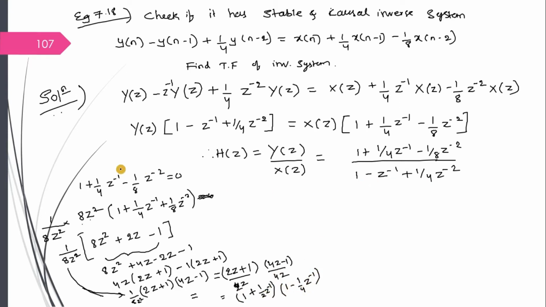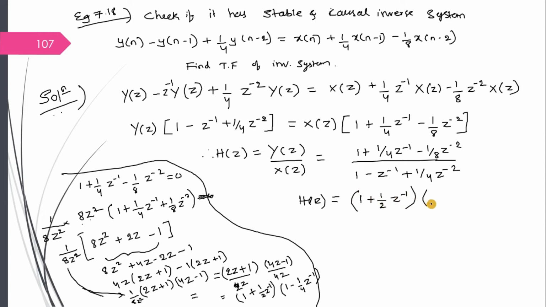Similarly, you can do the denominator. So this is just how you should do it. You can even have other ways of doing it. So hence I get the numerator as 1 plus 1 by 2 z inverse, and the next factor is 1 minus 1 by 4 z inverse. That's it. So denominator you can solve in the same manner.